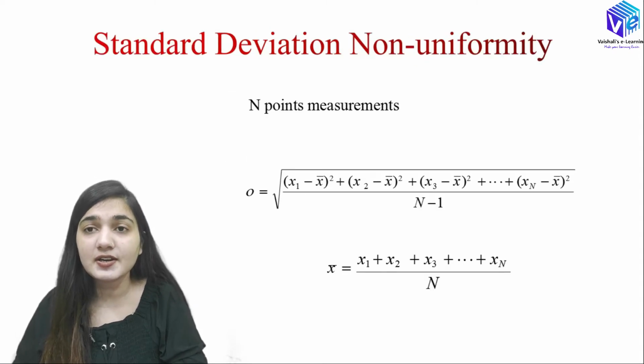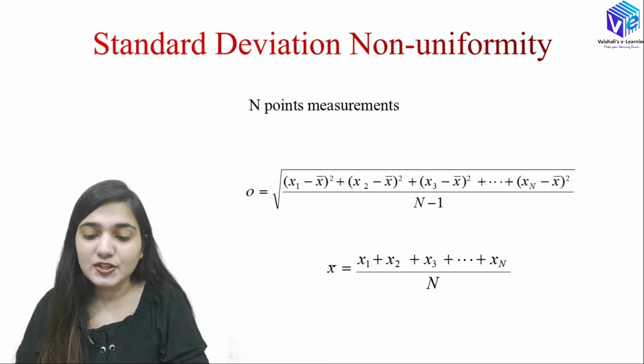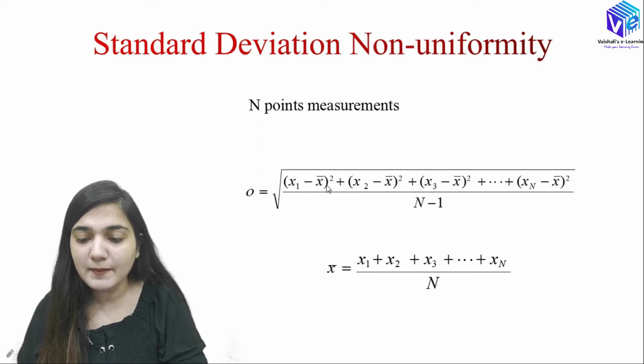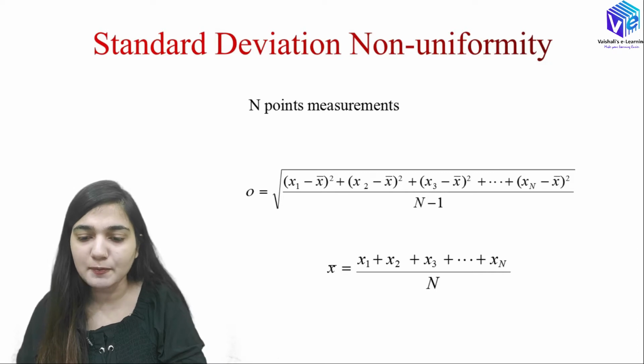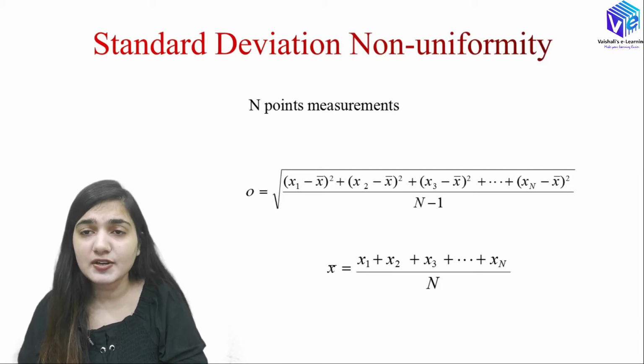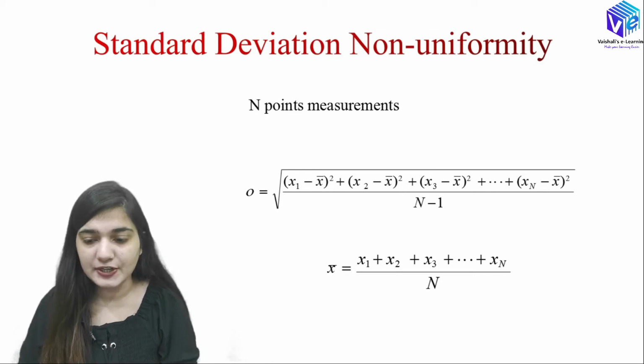So what is standard deviation? I hope you remember it is the subtraction of the mean from each of the measurement points. First of all I have to find out the mean. I will be subtracting the mean from each of the measurement points, taking their square, adding all of the points like that, and dividing it by n minus 1, where n is the number of measurement points. After that I will be taking the square root. So this gives me the standard deviation of non-uniformity. How much standard deviation we have, how much our depth is deviating from the standard point. Okay, so this is the measure.